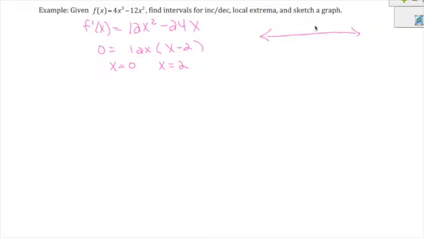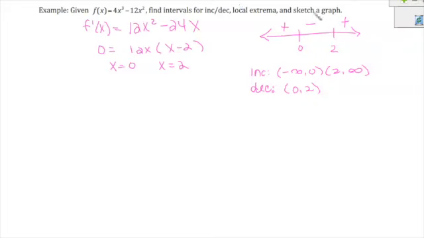I'm going to make a sign chart. 0 is important and 2 is important, and I want to know what is happening to the left and to the right of these critical points. So I'll plug in -1, and I have negative times a negative, which is a positive. If I plug in +1, this side will be positive, this side will be negative. And if I plug in 3, positive, positive. So I know I'm increasing from negative infinity to 0 and from 2 to infinity, and I'm decreasing from 0 to 2. Okay, I've got that written out. So find the intervals for increasing and decreasing.